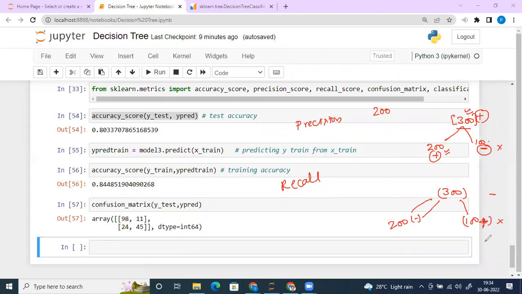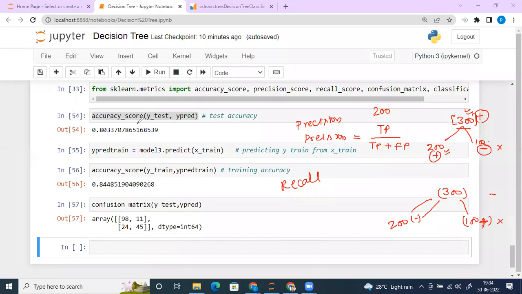So what is the precision? I'm writing here, everyone see properly. Precision is equal to what? We will calculate it for every class. It is true positive upon true positive plus false positive. That's very, very important. True positive upon true positive plus false positive. What do you mean by that? As I told you, I'm repeating once again, see properly, everyone.